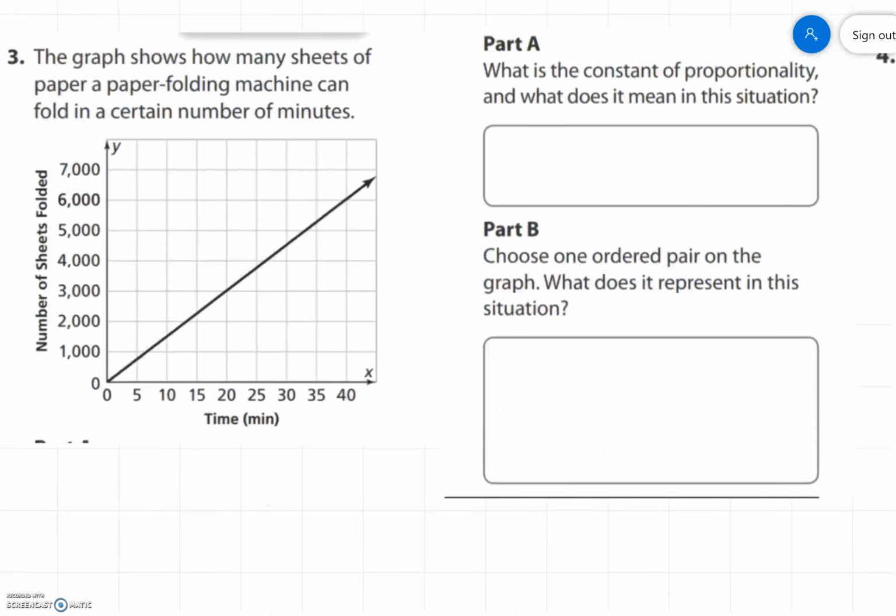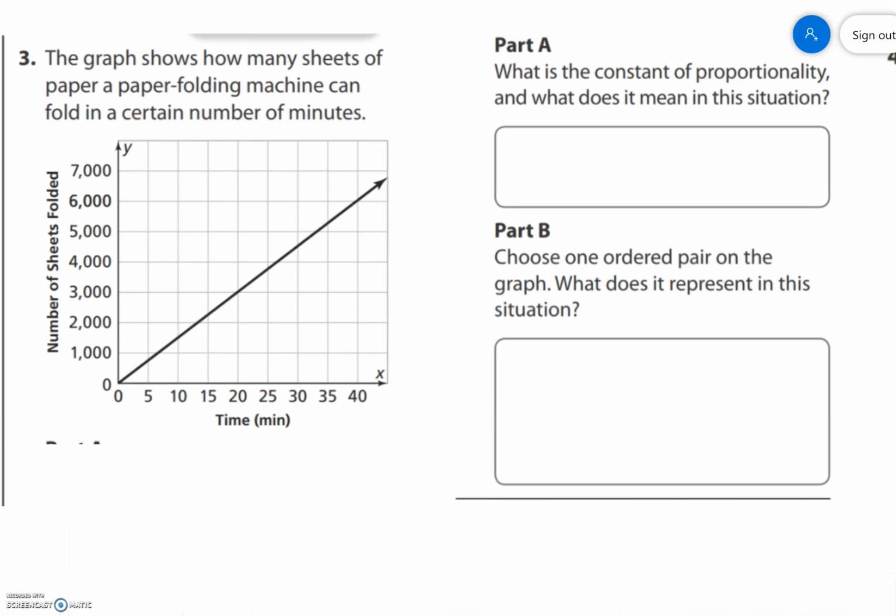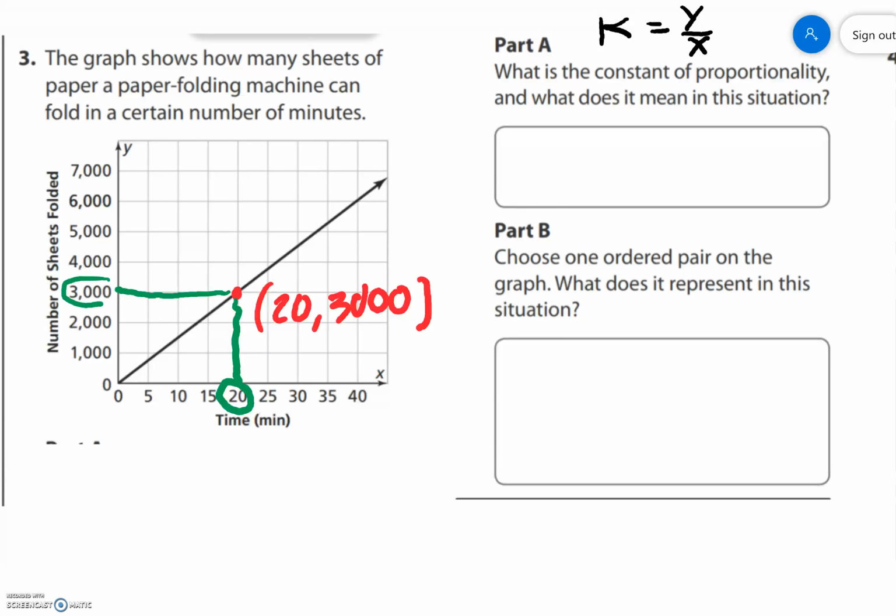Number 3. The graph shows how many sheets of paper a paper folding machine can fold in a certain number of minutes. What is the constant of proportionality, and what does it mean in this situation? Again, k equals y divided by x. So all we have to do is find a good solid point. I like this point right here. That's 20, 3,000. I got that from finding the x value if you go down, 20, and finding the y value, 3,000.